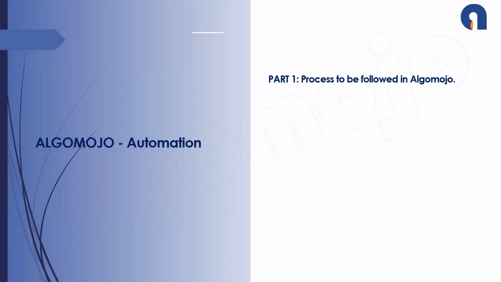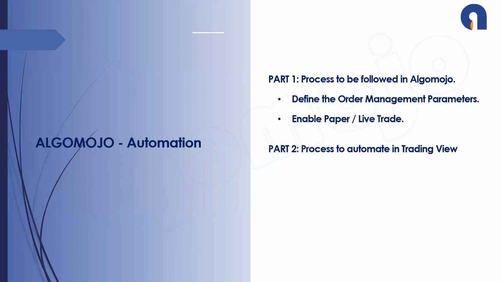Now, when it comes to automation, it's a two-step process. In the first step, you need to set what you want to trade in Algomojo, like whether you want to trade in equities, futures or options, how much quantity, whether intraday or carry forward. All that setup is a one-time activity that you need to define in Algomojo. After you define that, you get into the setup to be done either in TradingView or in Amibroker. It's a very simple copy paste kind of activity that one needs to do to automate the process.